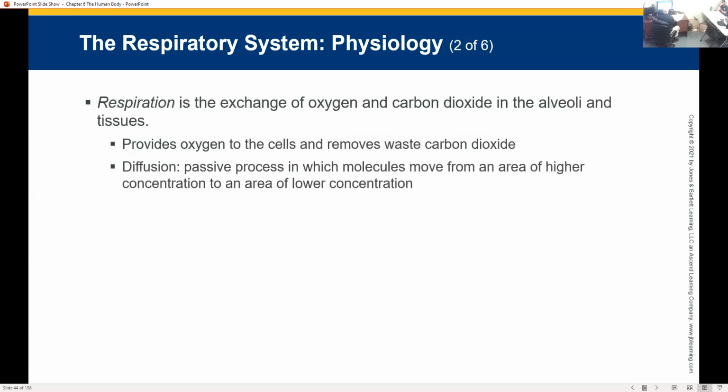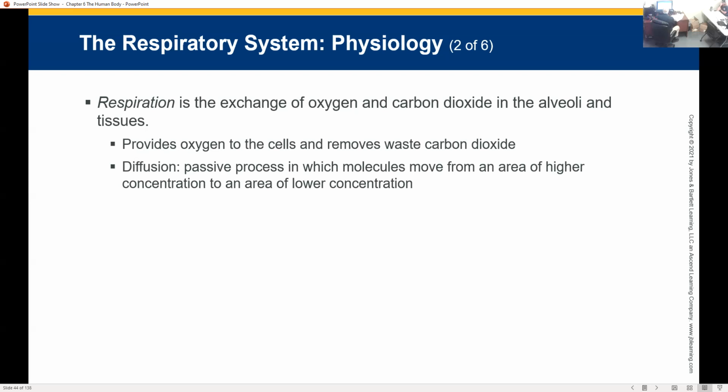All right, so respiration, and I'll go ahead and tell you, you will see this on the test. Respiration is the exchange of oxygen and carbon dioxide in the alveolar tissues. What it does is provide oxygen to the cells and remove the carbon dioxide. The exchange that occurs at the alveolar level is diffusion.